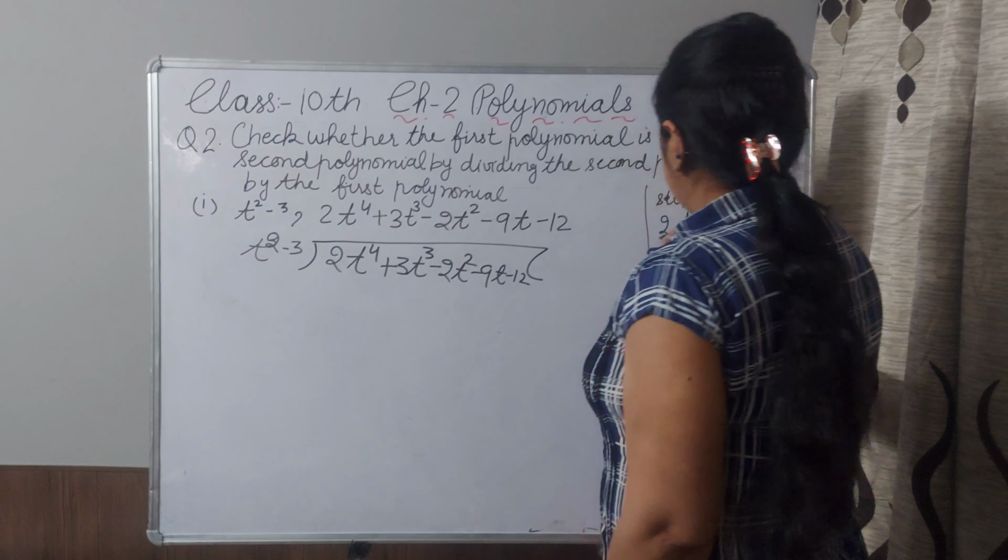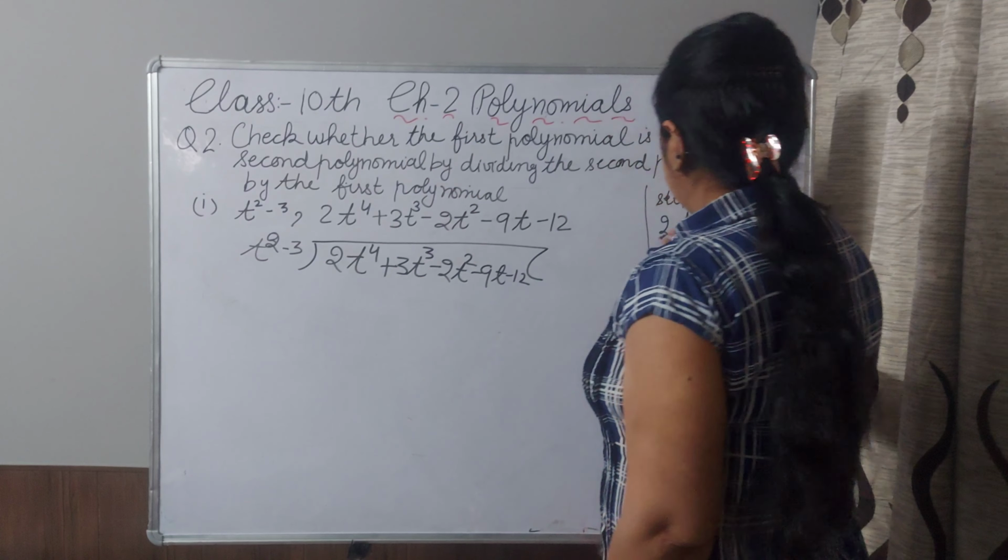2t raised to power 4 minus 6t square. We will write this below. Now change the sign: put minus here, and where it is a minus, put plus here. Positive and negative cancel. Now 3t raised to power 3, this minus 2t square and this plus 6t square, so plus 4t square you can write, and minus 9t you can carry here. Now second step.